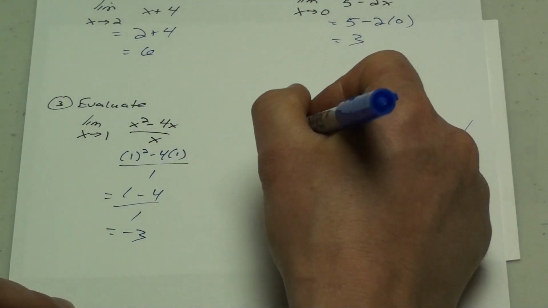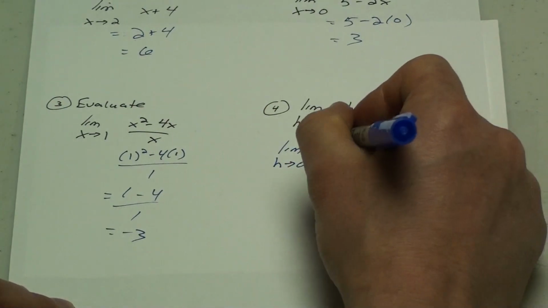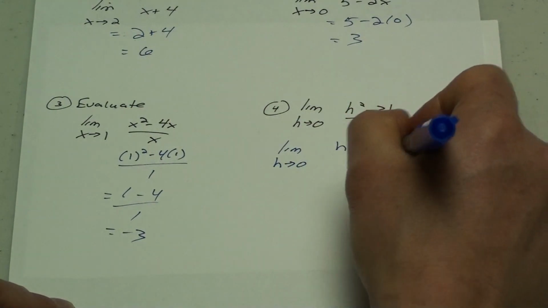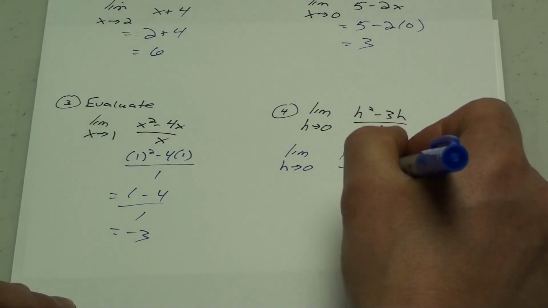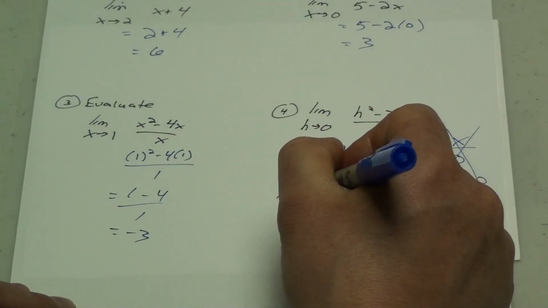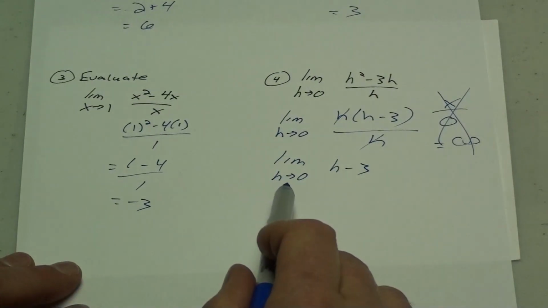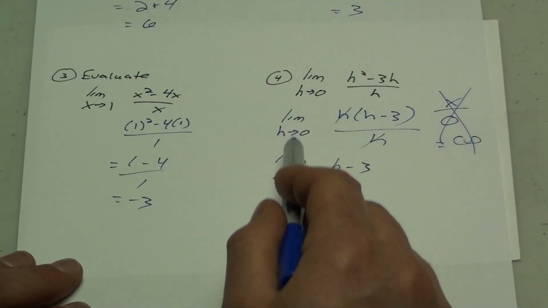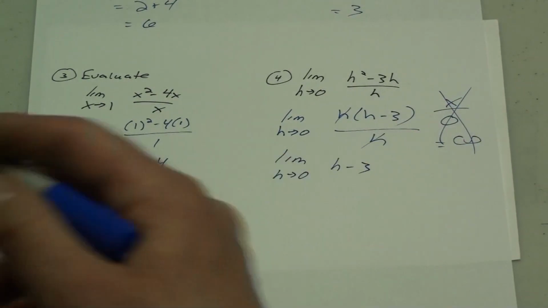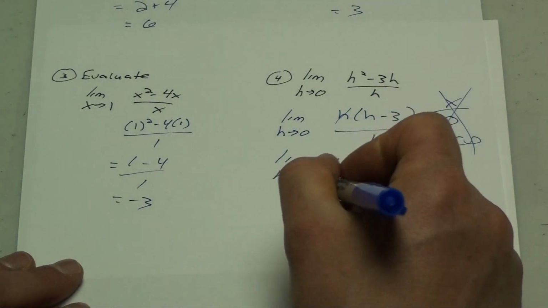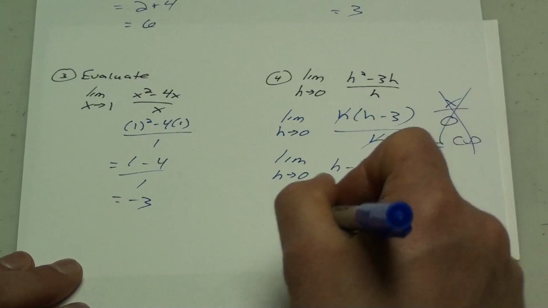So what I'm going to do, and I haven't taken the limit yet, so I still have to write it down, I'm going to common factor an h out of the top. And now my h on the top and the bottom are going to cancel out. I'm going to have the limit as h approaches 0 of h minus 3. Now I haven't actually put the value in, so I still need to write out that I'm going to take this limit. Now I can put in the 0 because I don't have a denominator anymore. I don't have to worry about the denominator going to 0. Life's good. So 0 minus 3 equals negative 3.